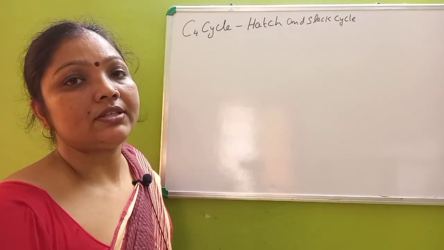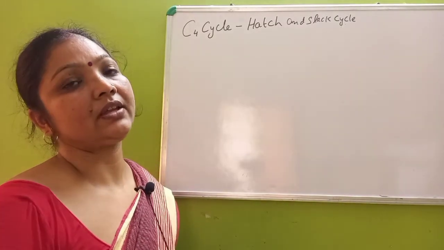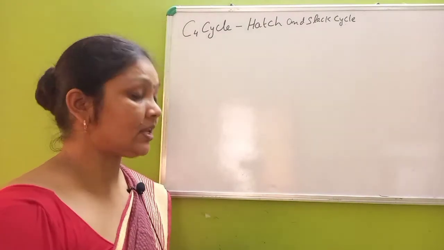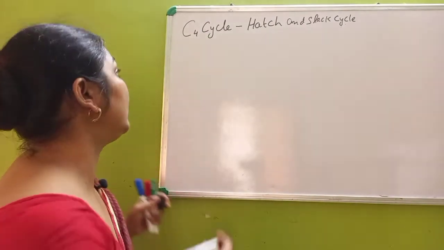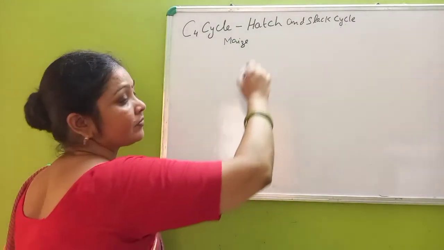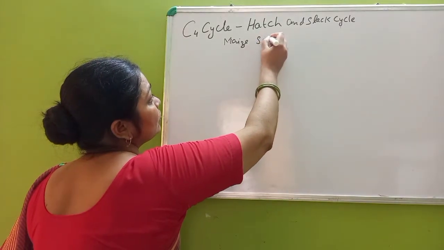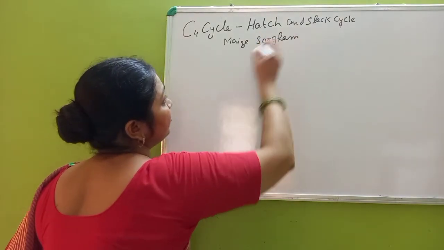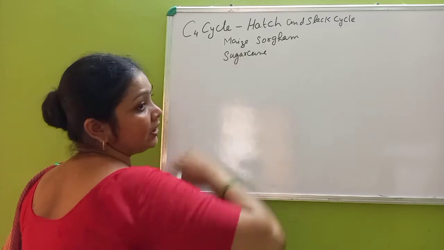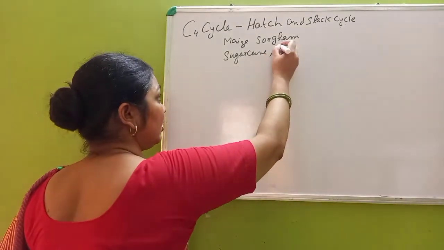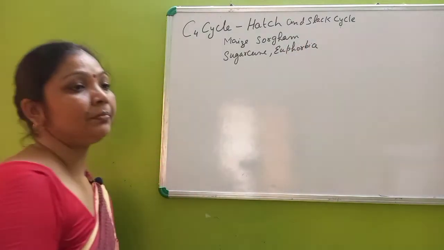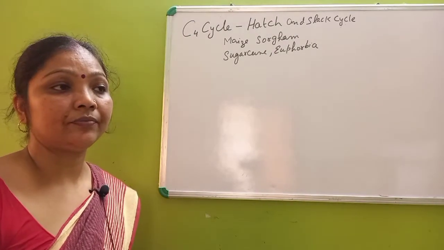We have to study the next cycle, that is the Hatch and Slack cycle, the C4 cycle, also known as the Hatch and Slack cycle. This type of cycle occurs in the maize plant, in sorghum plant, in sugarcane plant, in euphorbia. So these are the plants where this type of cycle occurs.